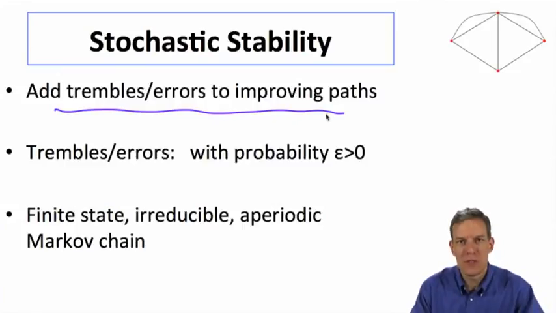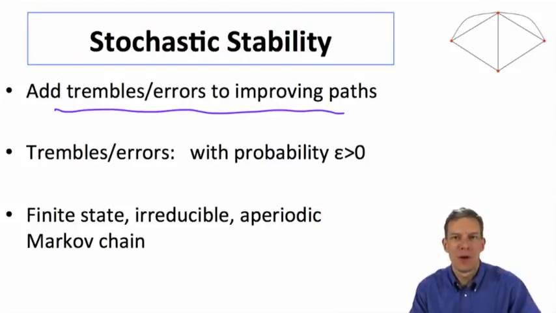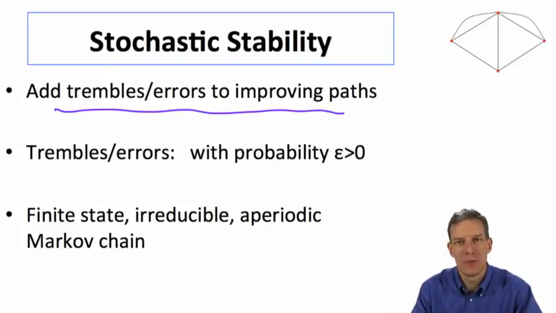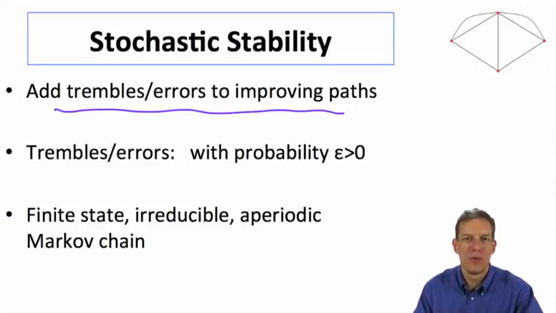And what this produces is, as long as there are errors, there's always a chance that you're going to keep moving around, right? So you're never going to stay anywhere forever. And you can get from any network to any other network through a series of errors and improvements.